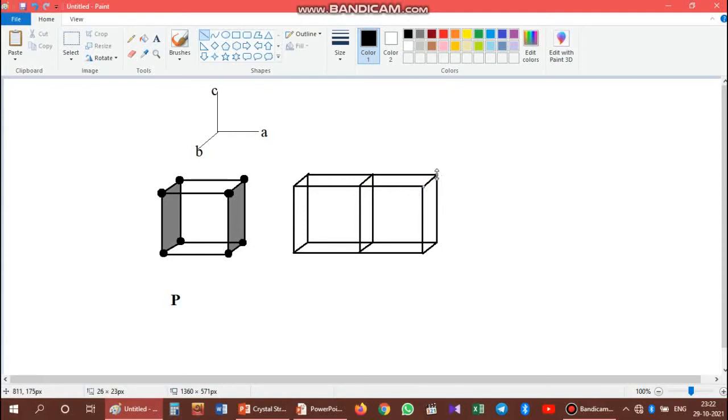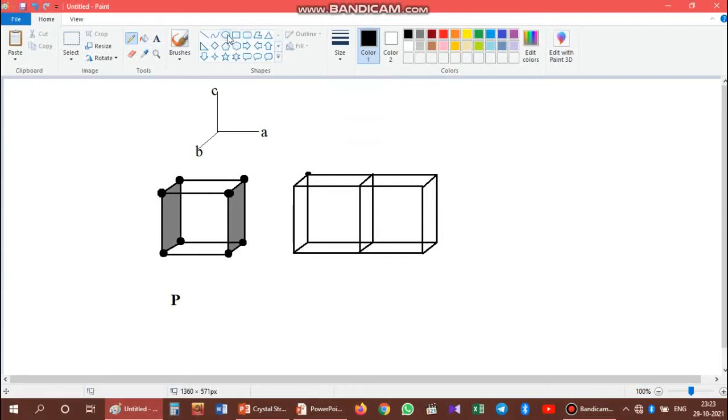Okay, this way we are drawing 2 cubes joined together. Okay, now after that we have to put the lattice points. Here is one lattice point.